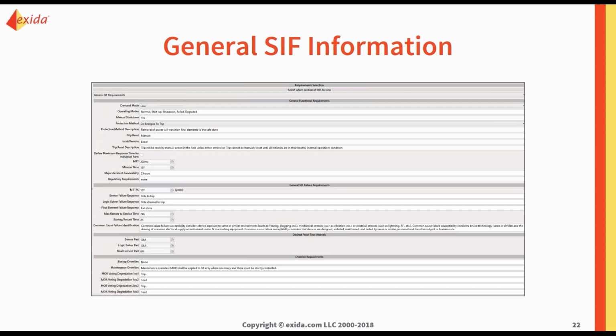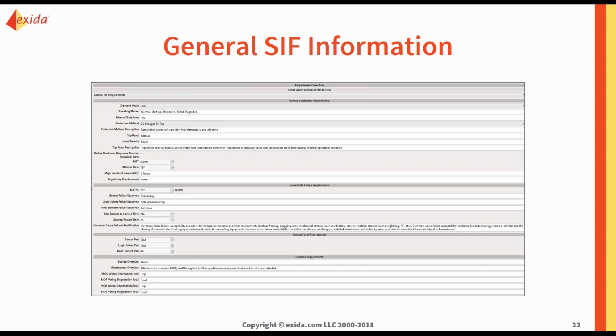Then we have general SIF information, and what we've included here are things that you might have consistent throughout your safety instrumented system for each SIF. So obviously the demand mode might be one of these, your operating modes, your manual shutdown, your protection method, description for that protection method, any trip reset, local remote, trip reset description, you have your mean repair time, your mission time, your major accident survivability. When you get into the failure requirements, you have your mean time to fail spurious, your sensor failure response, logic solver failure response, final element failure response, so on.